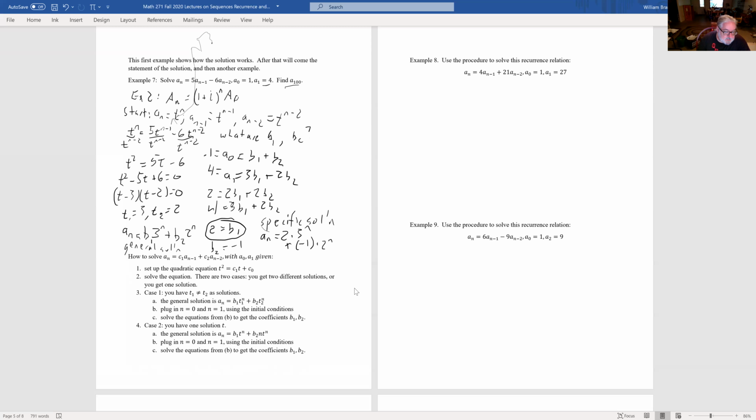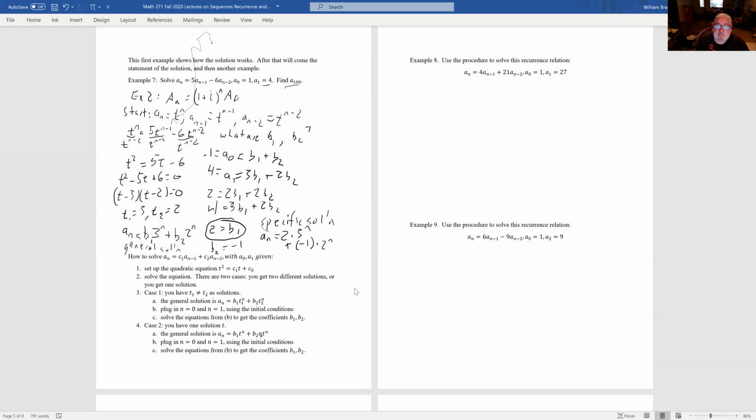Sometimes you get one. If you have two different solutions, like what happened here, the general solution is b1 t1 to the n plus b2 t2 to the n. Plug in n equals 0 and n equals 1 using the initial conditions and solve the equations you get to get b1 and b2. If you have just one solution, which is sort of a special case, the general solution is an equals b1 t to the n plus b2, and then there's an n times t to the n. And then you do the same thing to get b1 and b2.